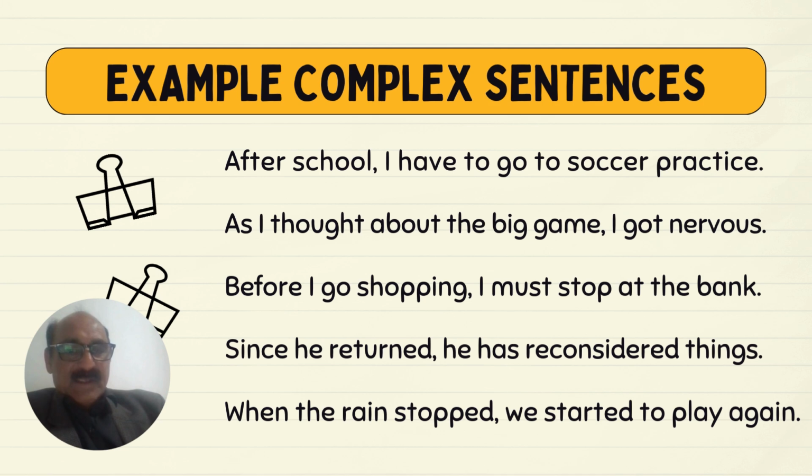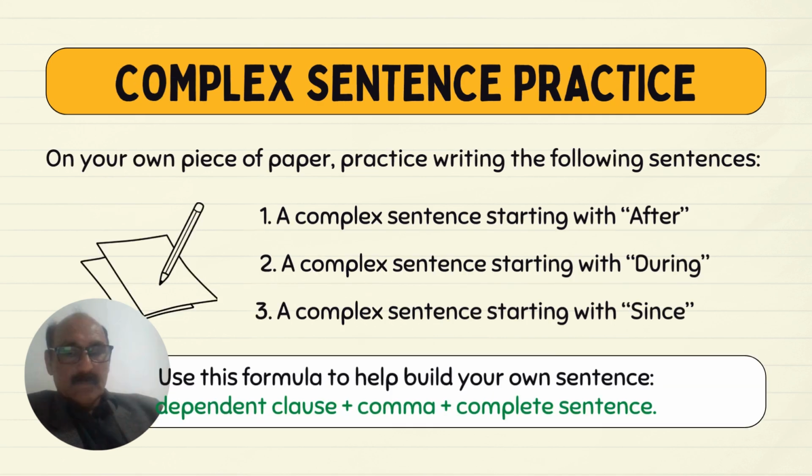This is an example of a complex sentence: a sentence starting with a dependent clause followed by a comma followed by an independent clause.